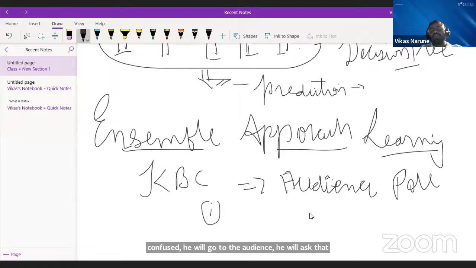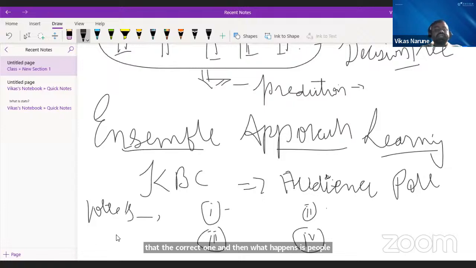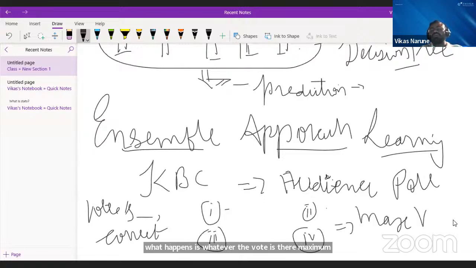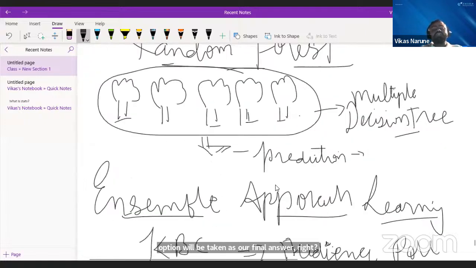Please vote for the option which you think is the correct one. People give their votes for which one they think is the correct answer. And then, whatever the votes are, the maximum voted option will be taken as our final answer, right? Similar kind of concept, guys, is called ensemble learning.